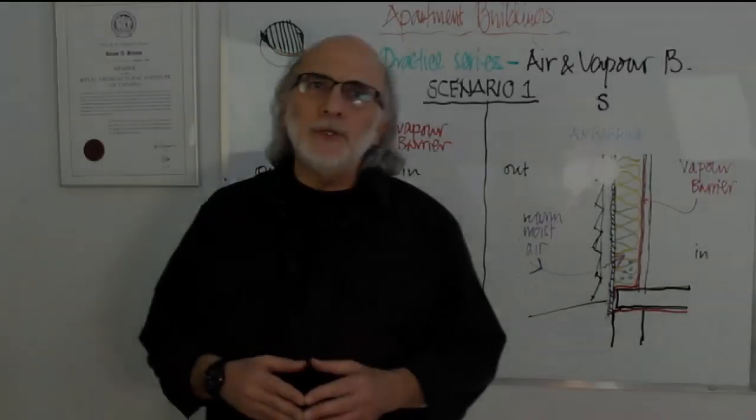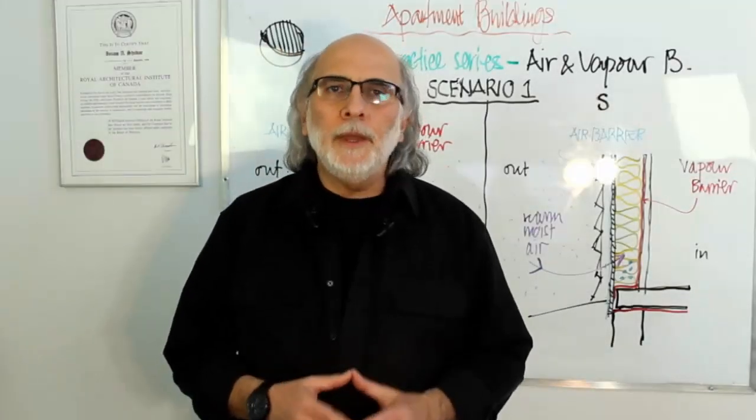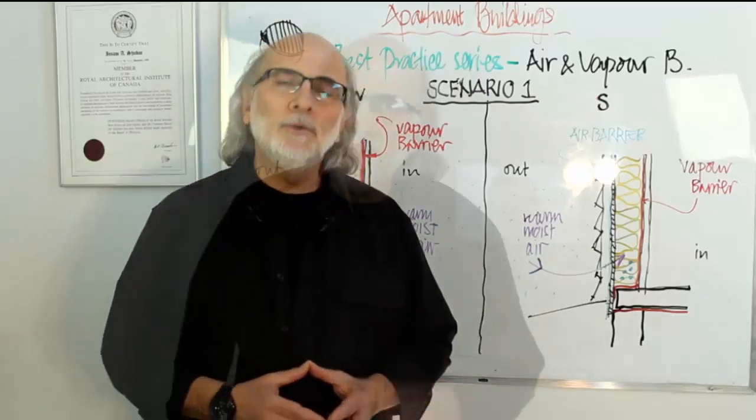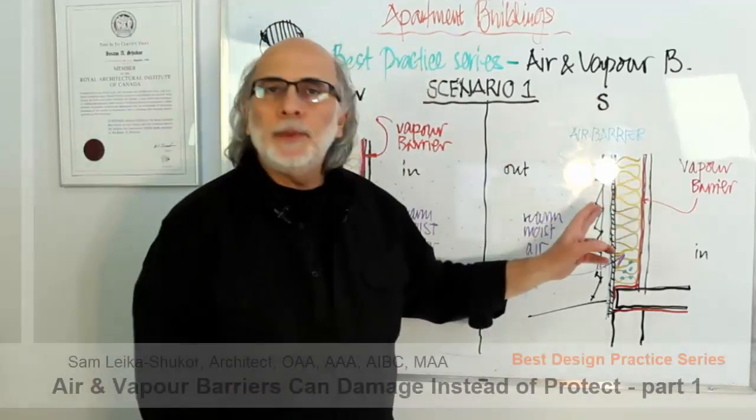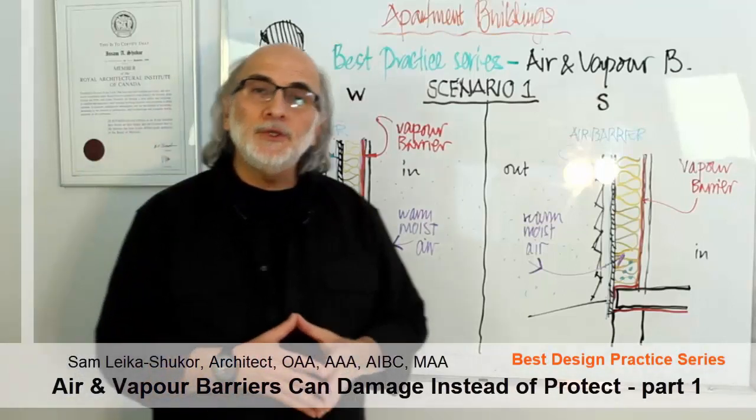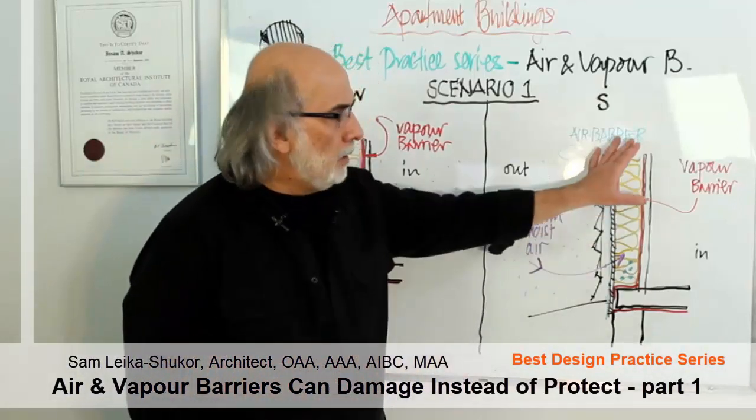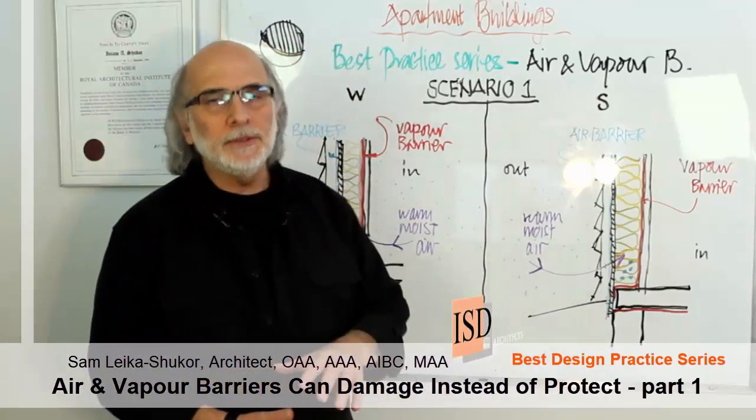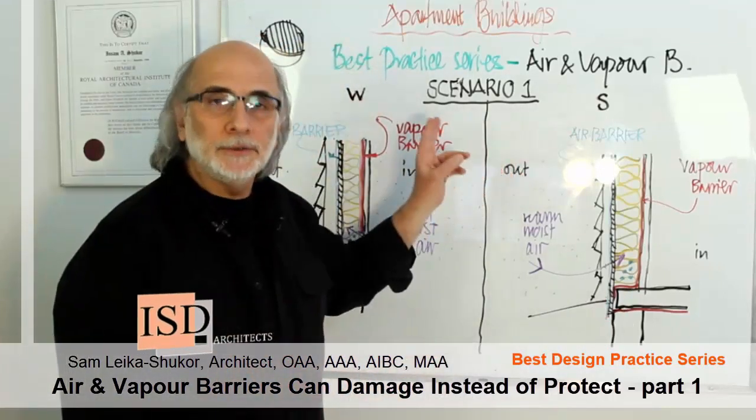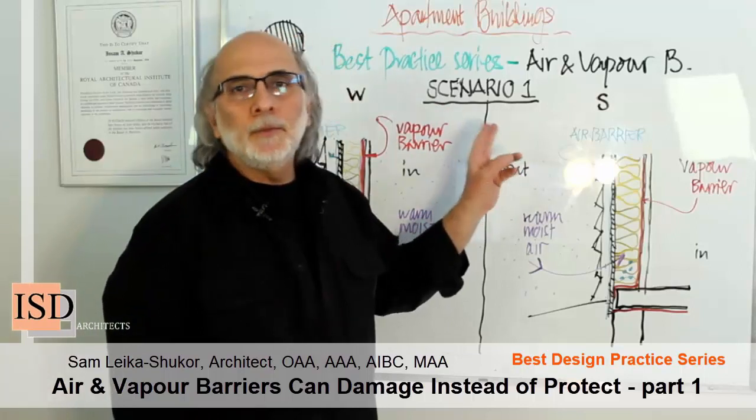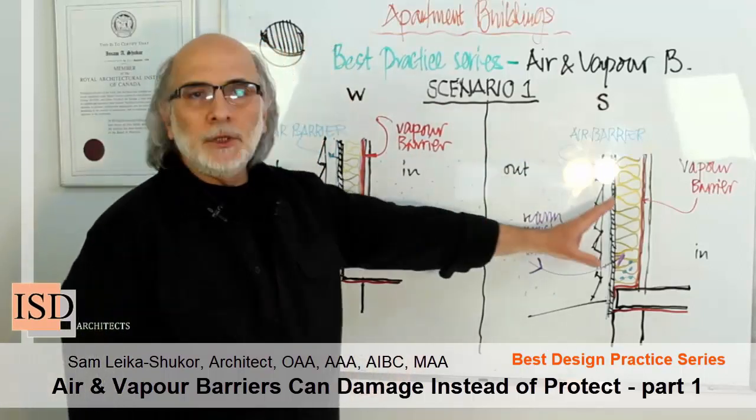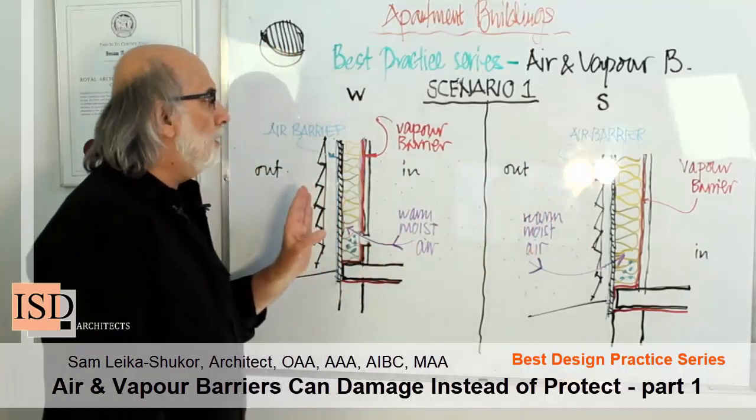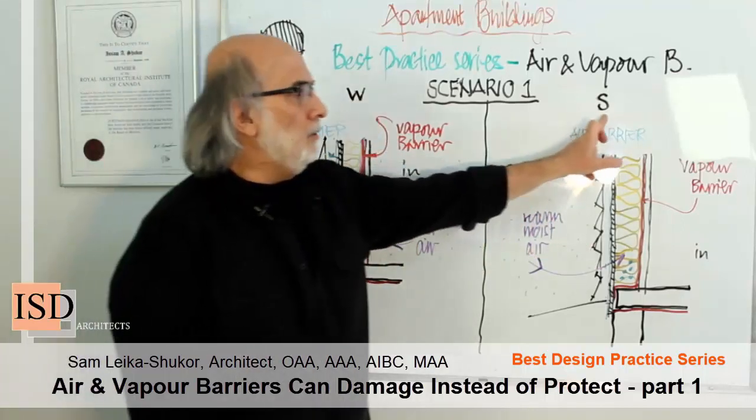Why is the location of the air and vapor barrier so crucial in maintaining the building enclosure? The air and vapor barrier cause a lot of issues in the building enclosure, and by the building enclosure, I mean the walls or the ceilings or the slabs. In today's video, I'll talk about scenario number one, which is basically divided into two seasons, as you can see here, the winter season and the summer season.